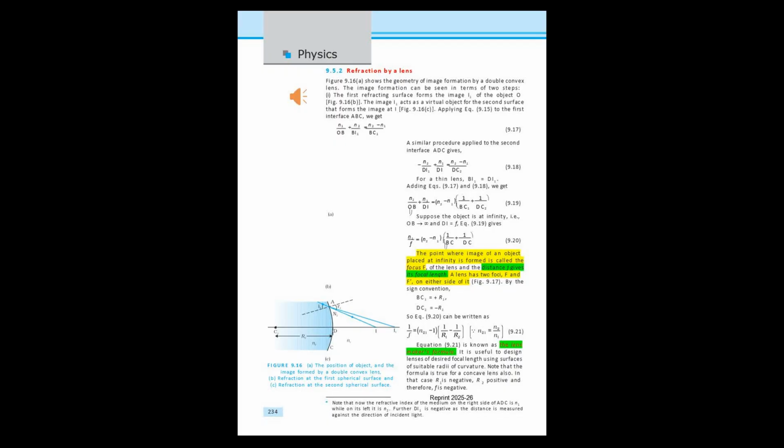By the sign convention, we have DC1 equal to plus R1 and DC2 equal to minus R2. So the equation 9.20 can be written as 1 by f equal to n21 minus 1 into 1 by R1 minus 1 by R2, where n21 equal to n2 by n1. The equation 9.21 is known as the lens maker's formula. It is useful to design lenses of desired focal length using surfaces of suitable radii of curvature. Note that the formula is true for a concave lens also. In that case, R1 is negative and R2 is positive, and therefore the focal length f is negative.